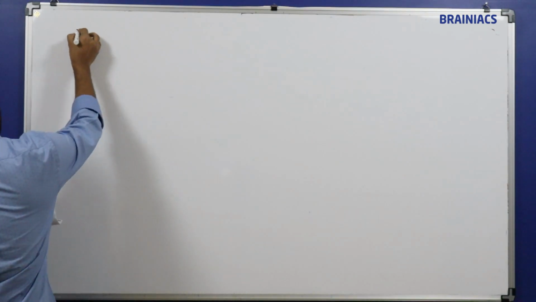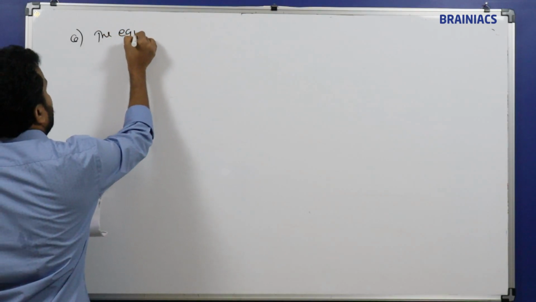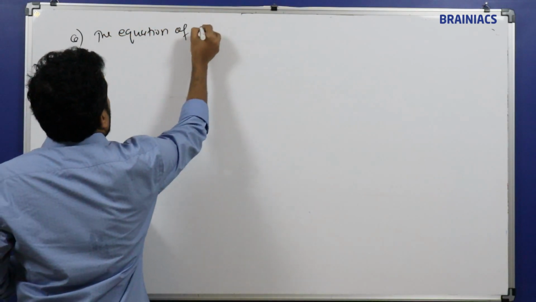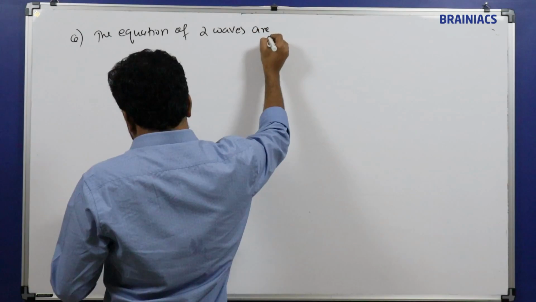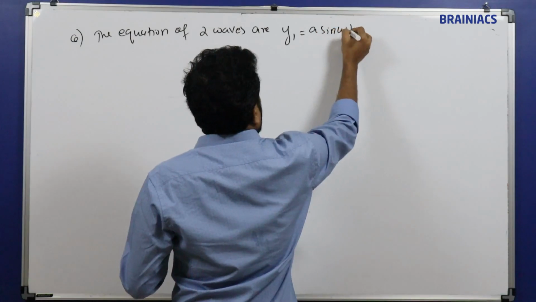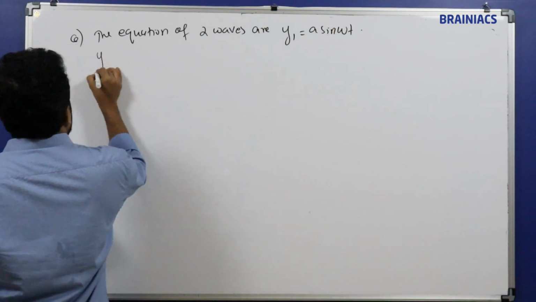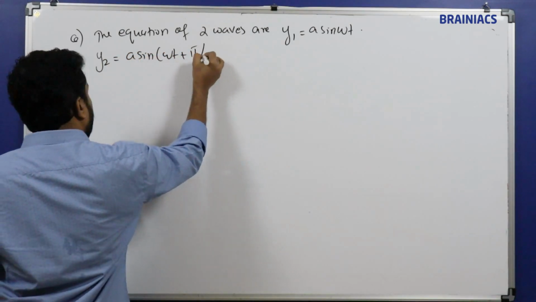So let's have the questions. Let me take my pen. So I have the question over here. The question is: the equations of two waves are y1 equal to a sin omega t, and y2 is equal to a sin of omega t plus pi by 3.